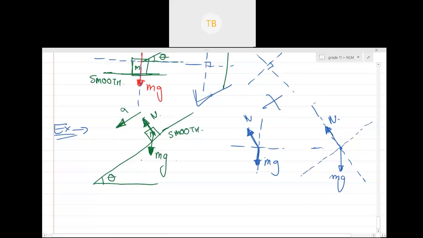This is the first one, this is the second one. The first one? Wrong. We'll choose the second one. Why will we choose the second one? Because the object will be sliding down, accelerating. So when it is accelerating down the plane, we need to choose this frame of reference, because can you see this axis of the frame? This is lying in the direction of acceleration. Is this clear?